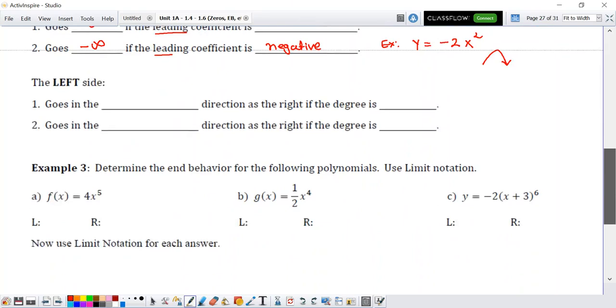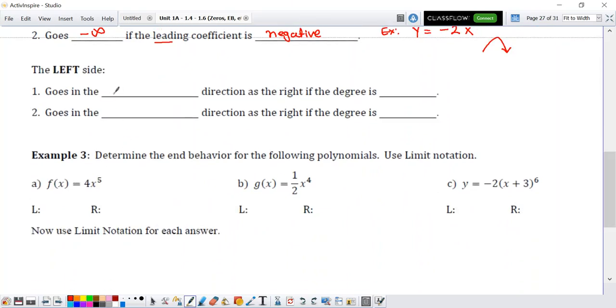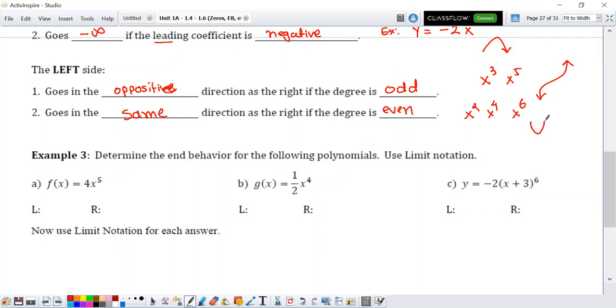Okay, so then what's happening to the left side? It goes in the opposite direction as the right if the degree is odd. Okay, this is very important. You know that x cubed, x fifth are always opposite directions. And it goes in the same direction if the degree is even. You should know x squared, x to the 4, x to the 6. Either they both go up or they both go down.